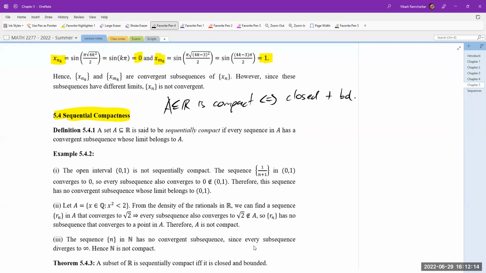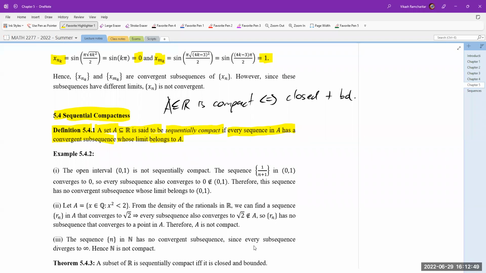So what we're going to talk about now is how to translate the idea of compactness to the language of sequences. We say a set A, which is a subset of R, is said to be sequentially compact if every sequence in A has a convergent subsequence whose limit also belongs in A. The limit must also belong in A.